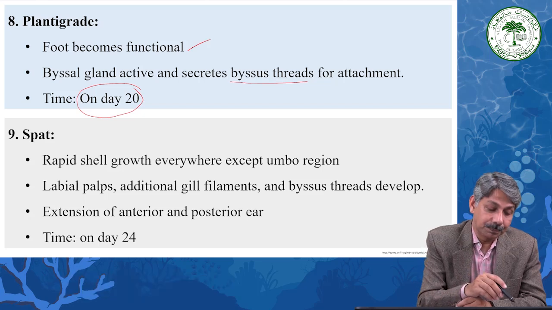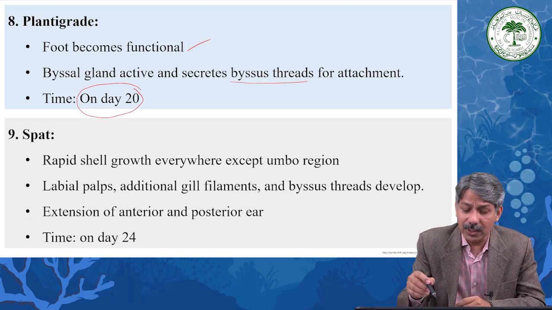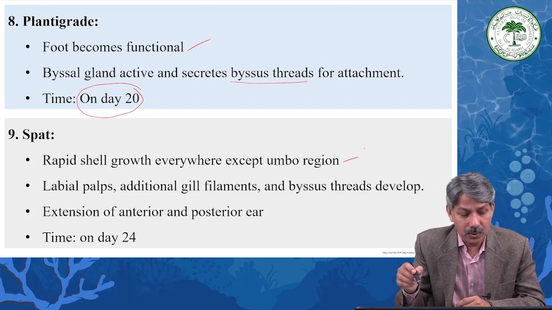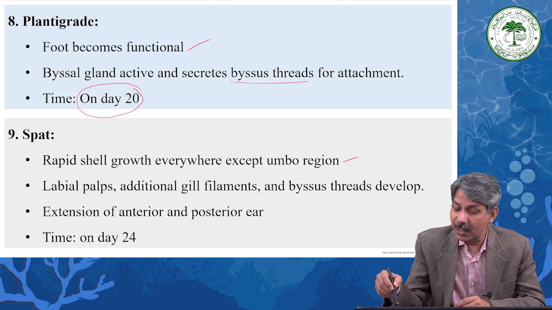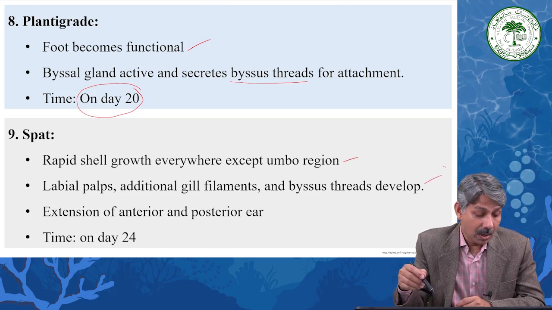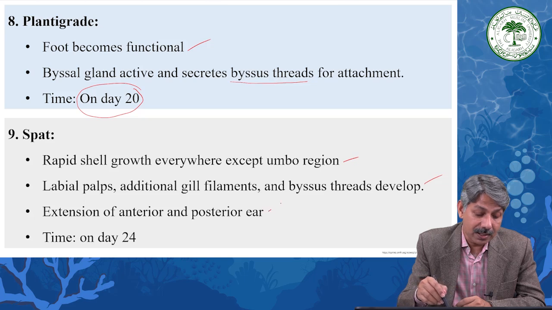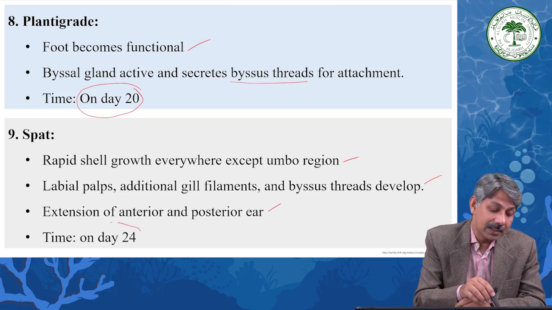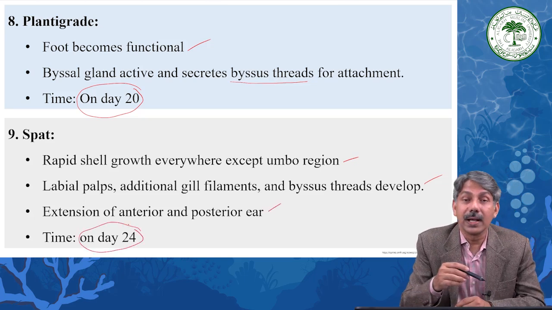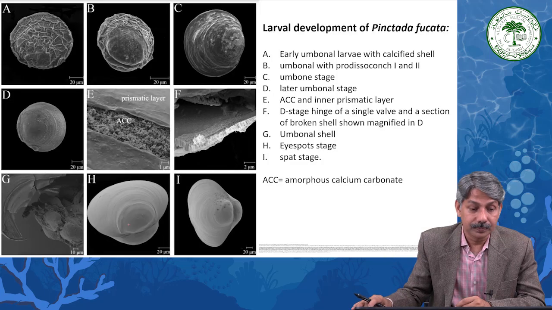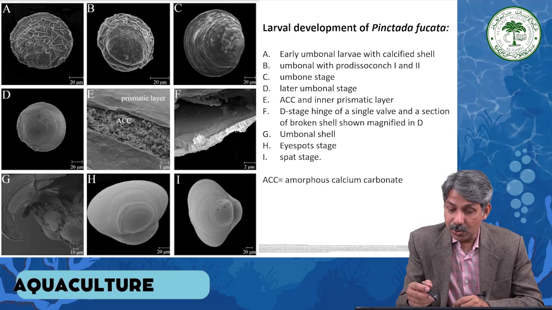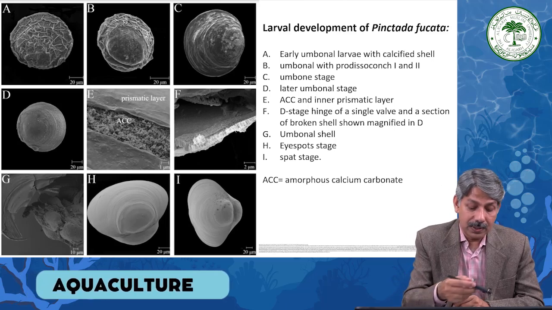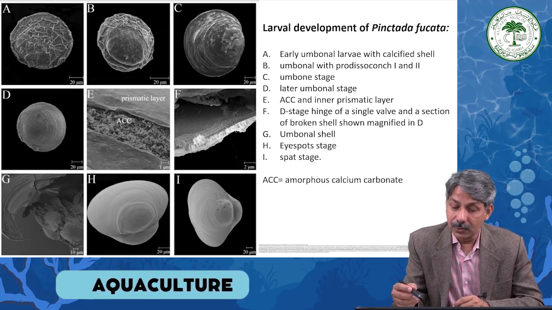Then spat, with rapid shell growth everywhere except the umbo region. Labial palps, additional gill filaments and byssus threads develop, with extension of the anterior and posterior ear, and this occurs on day 24. Larval development of Pinctada fucata has been shown here. You can have an overview.